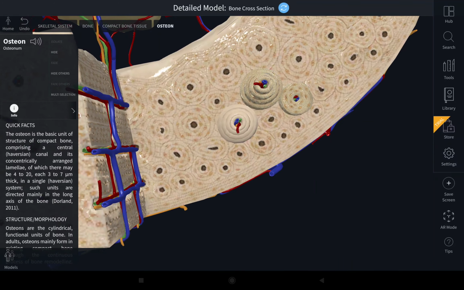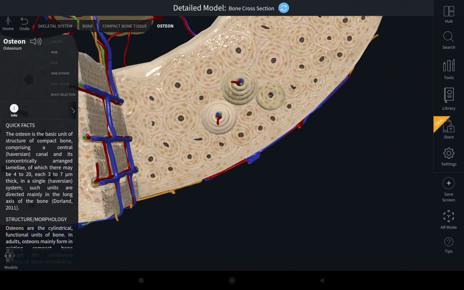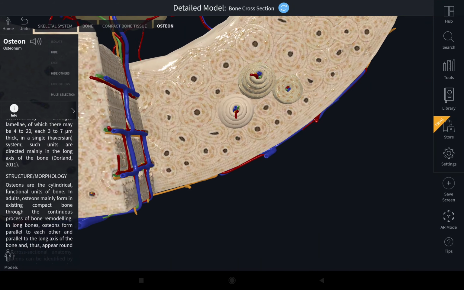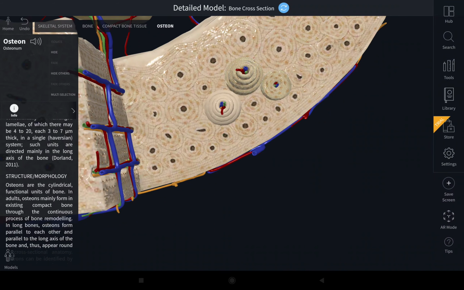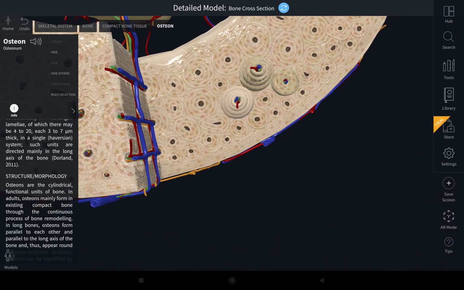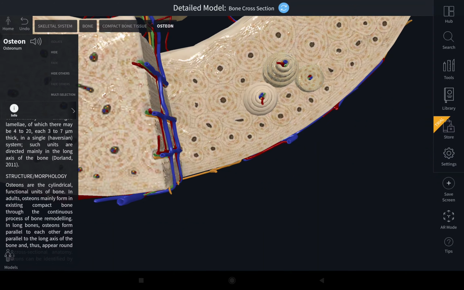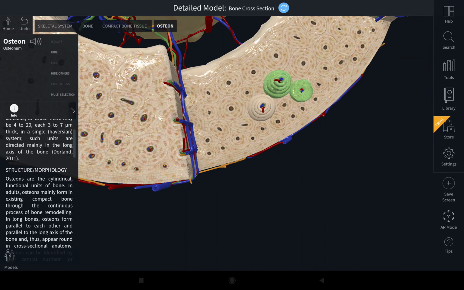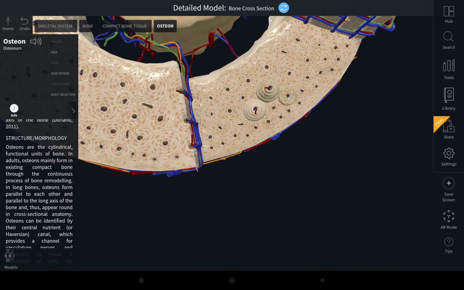Such units are directed mainly in the long axis of the bone. Osteons are the cylindrical functional units of bone in adults. Osteons mainly form in existing compact bone through the continuous process of bone remodeling. In long bones, osteons form parallel to each other and parallel to the long axis of the bone, and thus appear round in cross-sectional anatomy.